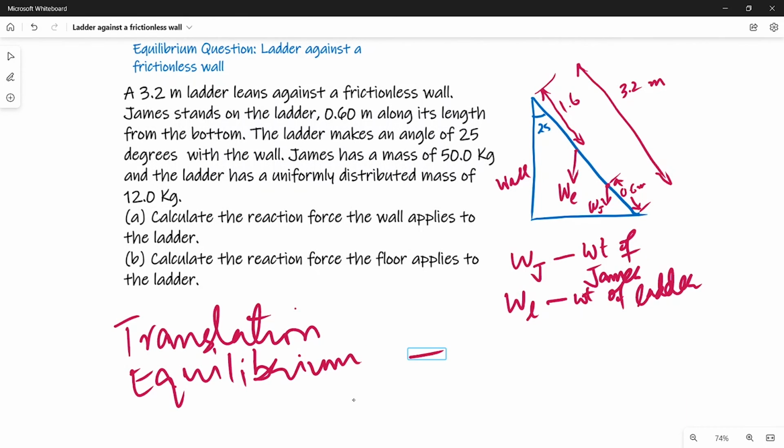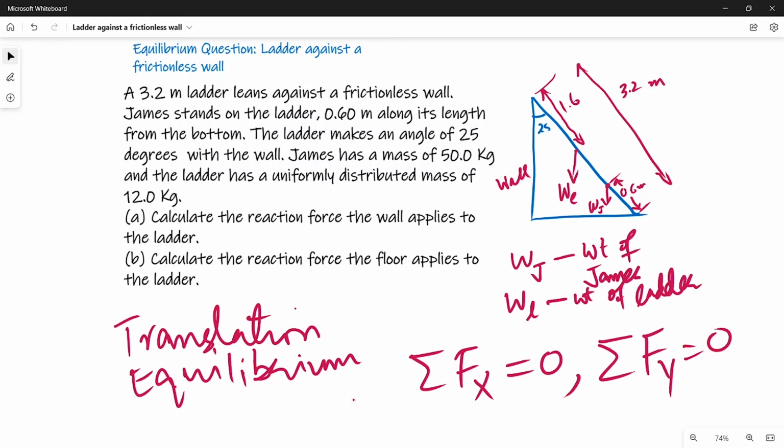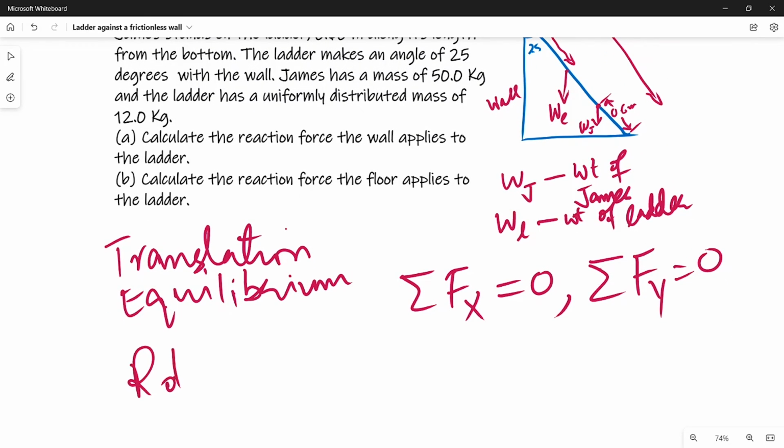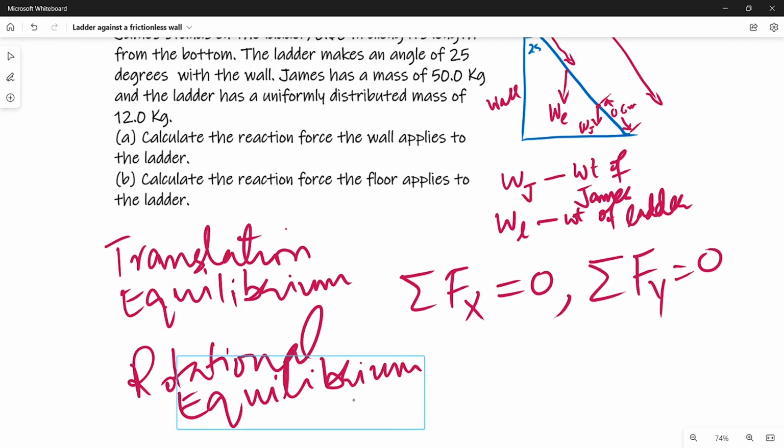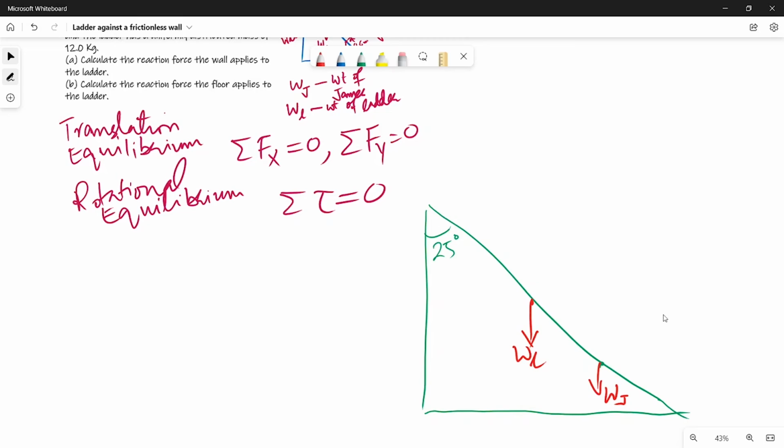For translation equilibrium, the condition is sigma Fx, all forces in the x direction, should be equal to 0, and sigma Fy should also be 0. And for the rotational equilibrium, sigma tau should be equal to 0. So the sum of the clockwise and anti-clockwise torques should be 0. We will solve this question using these two equilibrium conditions. Okay, let's start solving this question.